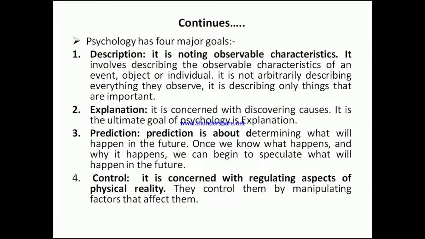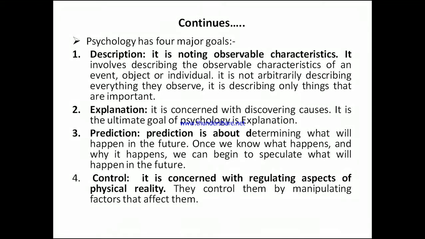The next goal of psychology is to explain. Explanation is concerned with discovering causes. It is about answering or finding out the causes of certain behavior, or why something is going on in the environment. So that is explanation. Prediction is speculation about what will happen in the future. So prediction is about determining what will happen in the future.